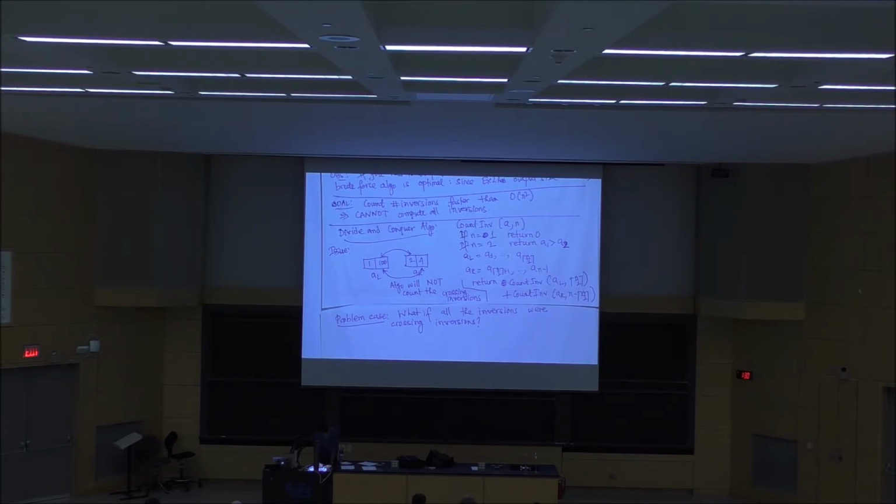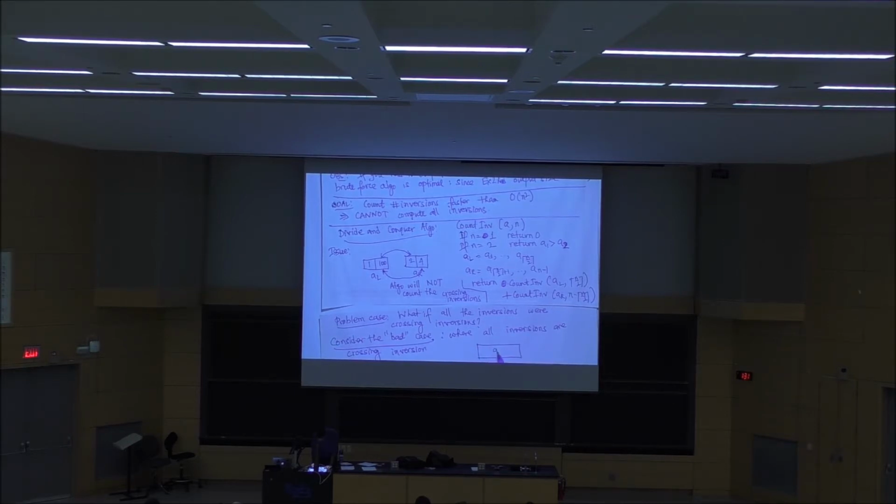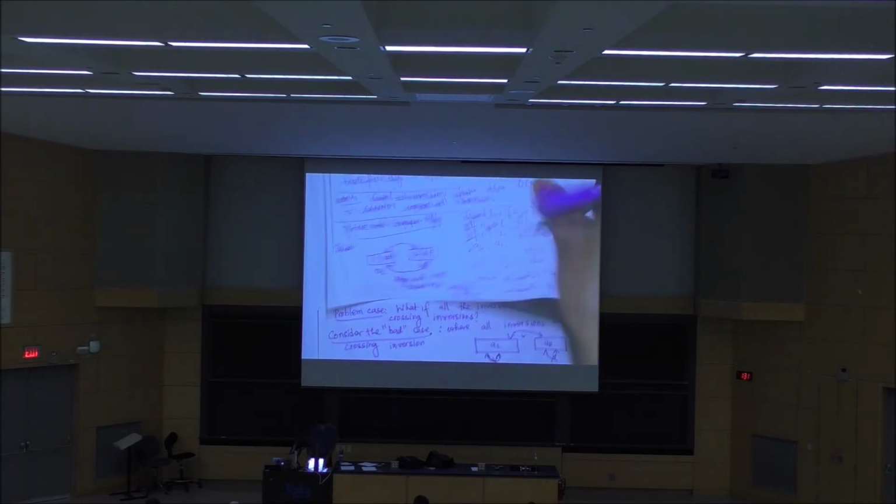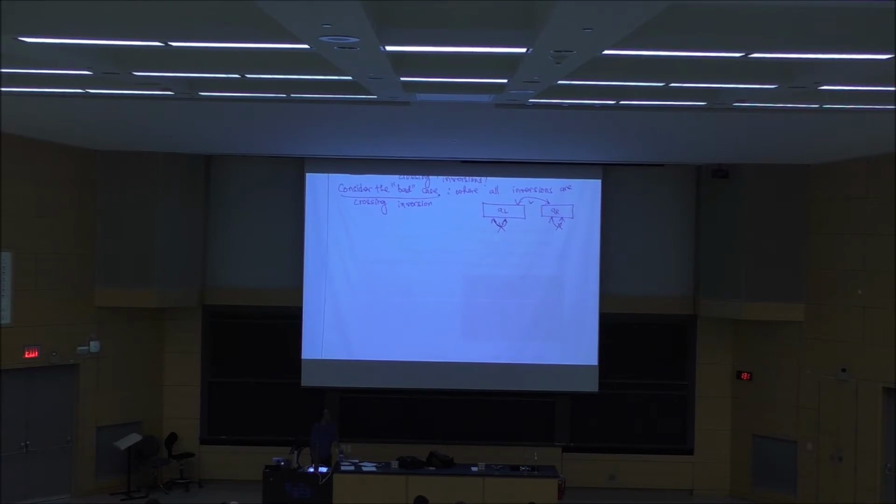So consider the bad case where all inversions are crossing inversions. What I mean by that is once you divide everything into the left part and the right part, all the inversions are crossing; you never have a pair just within the left part itself or the right part itself that's an inversion. So let's look at this bad example.